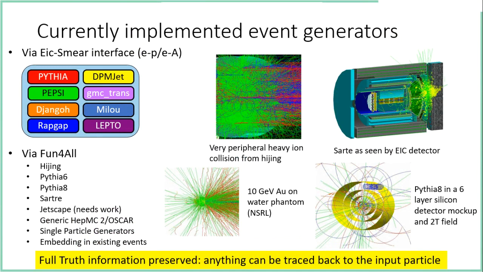We preserve the full truth information, so anything can be traced back to the input particle later on. We have evaluators which actually work on jets. So we take a jet apart and see basically which Pythia particle this thing came from, which part on there. So we can do that.